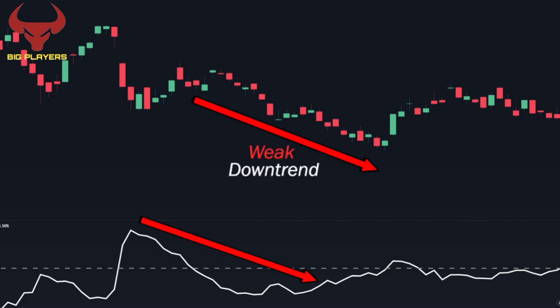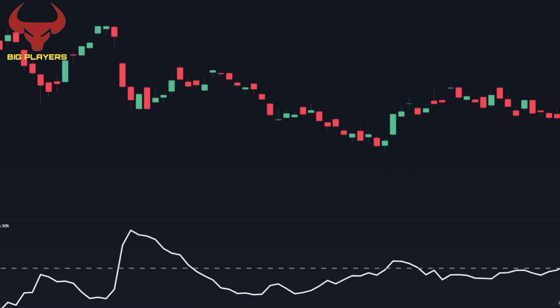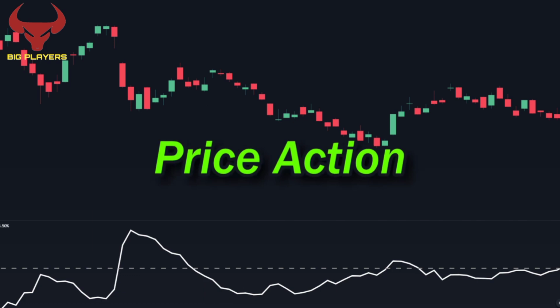Therefore, you need to be careful if you're taking a short position, because a low volume could mean that the trend is coming to an end. So, a good strategy that you can combine with volume is with simple price action.